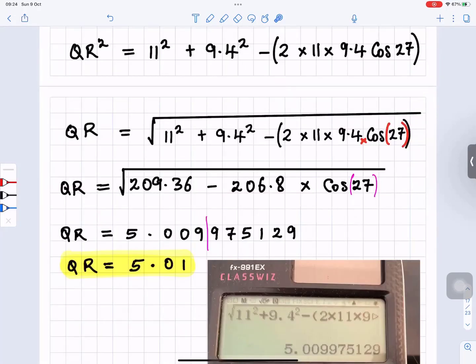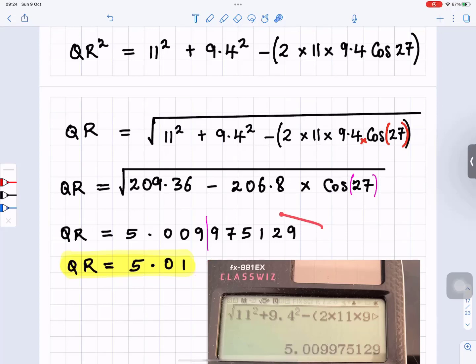So using the calculator, 11 squared plus 9.4 squared, it gives you 209.36. And 2 times 11 times 9.4, it gives you 206.8. Put all of that together under the square root in the calculator, you get 5.009975129. And if you round it to 3 significant figures, you get 5.01.